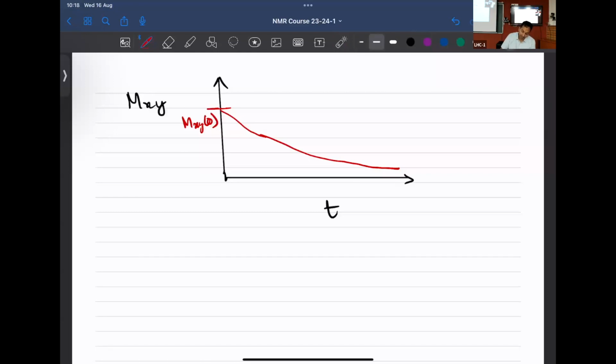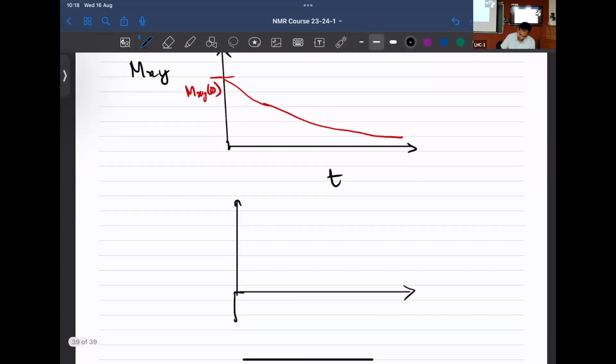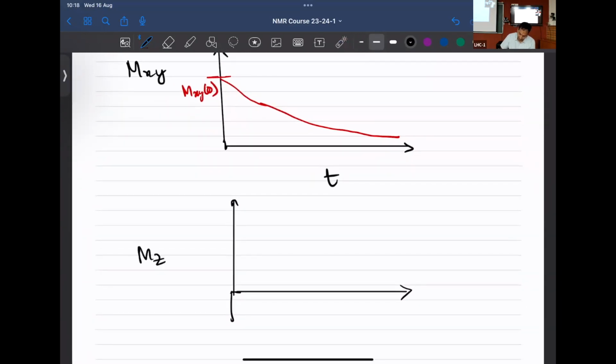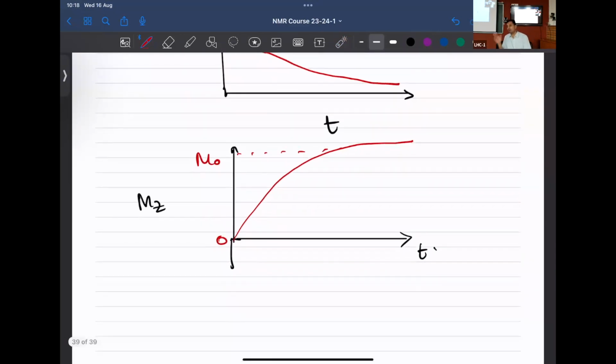These are very obvious. I'm repeatedly telling it so that you guys will be able to catch up at some point of time. Similarly, Mz of t as a function of time, depending upon where you start, you could have different types of recovery. You could have a recovery if this is 0, then this is going to be somewhere at M naught. Of course, it will reach M naught only at infinity. I'm just drawing it for the sake of it.